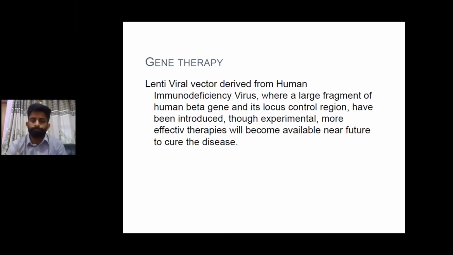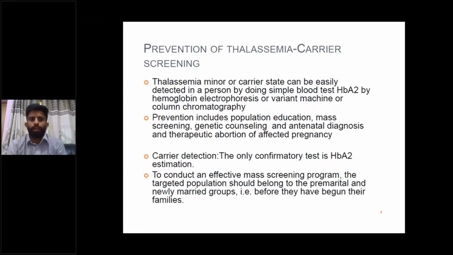So how do you do something prophylactically, like prevention wise? You go for thalassemia screening, carrier screening. So thalassemia minor or carrier state can be easily detected in a person by doing a simple blood test, HbA2, by hemoglobin electrophoresis or a variant machine or column chromatography. And if the HbA2 is elevated, that means there is a carrier state. The prevention includes population education, mass screening, genetic counseling, and antenatal diagnosis and therapeutic abortion of affected pregnancy.